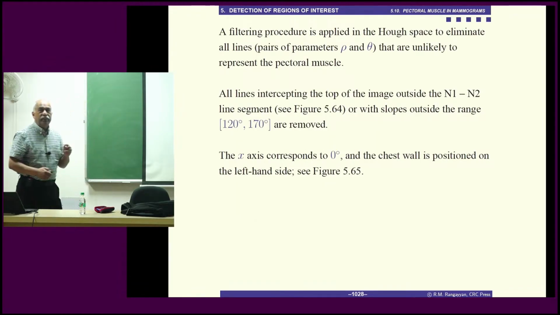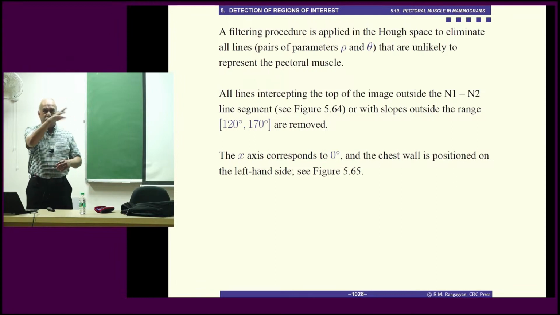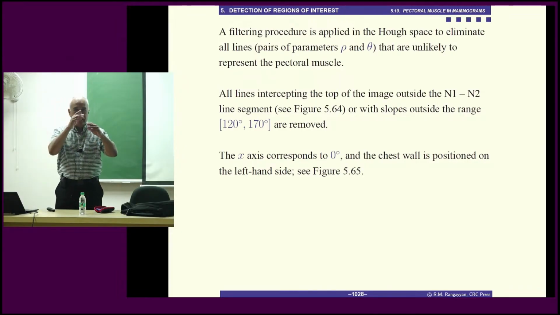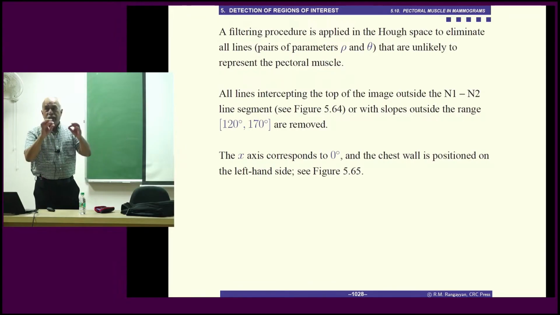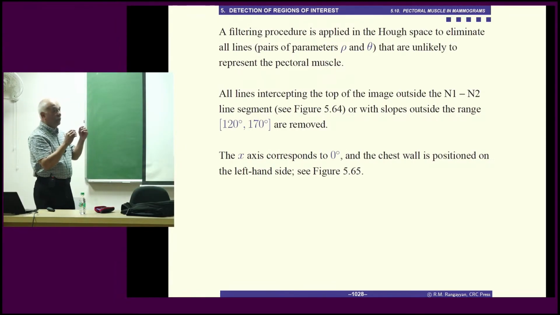And then we apply a filtering procedure in the Hough domain. In the Hough domain, we have some patterns, as you saw. Straight lines have these sinusoidal patterns. Every pixel on a straight line gives you a sinusoidal pattern, and if a number of pixels have the same parameters of a straight line, then those curves will intersect at one point and give you a large value there. But there are many straight lines possible, so there will be many peaks. So how do you choose the correct peak?